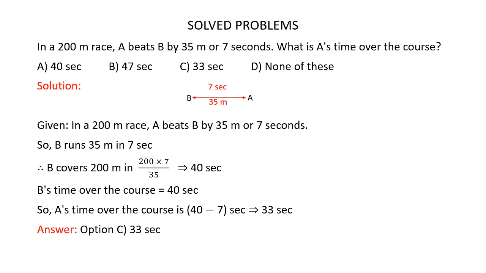Now since we know that A beats B by 7 seconds, A's time over the course is 40 minus 7, which is 33 seconds. So the correct answer is option C, 33 seconds.